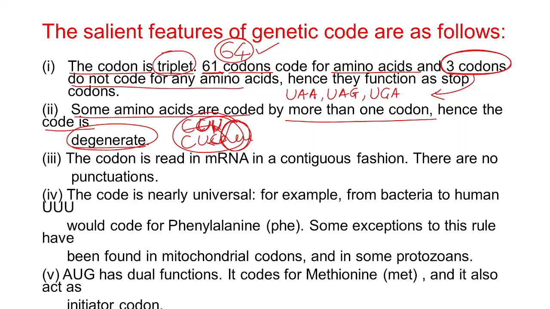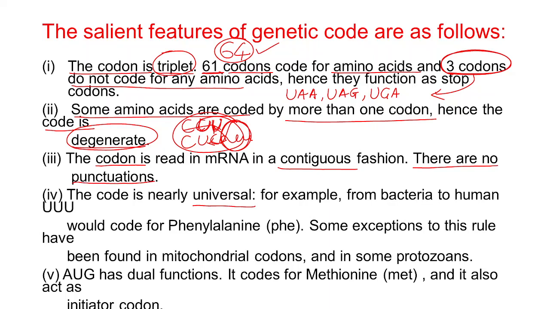Next, the third salient feature: the genetic code or codon is read in a contiguous or continuous fashion. That means there will be no punctuation mark like a full stop or a comma. Next one, the code is nearly universal.